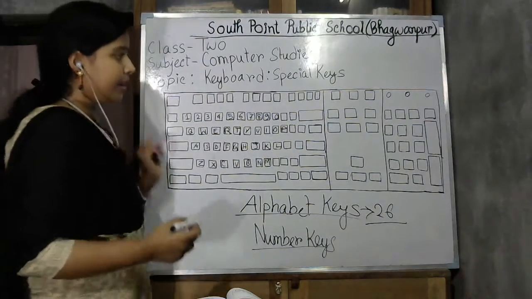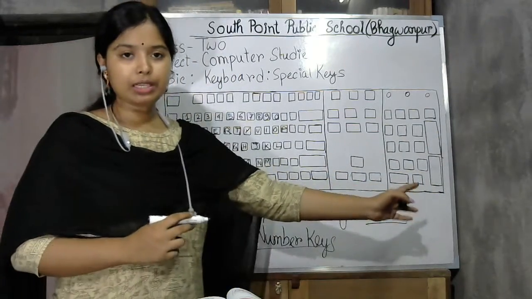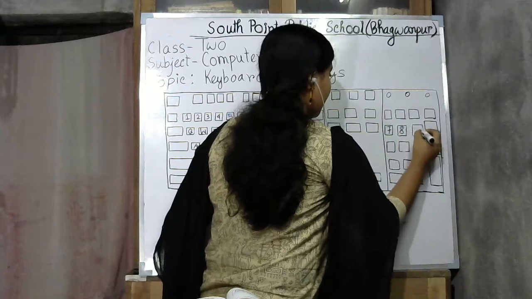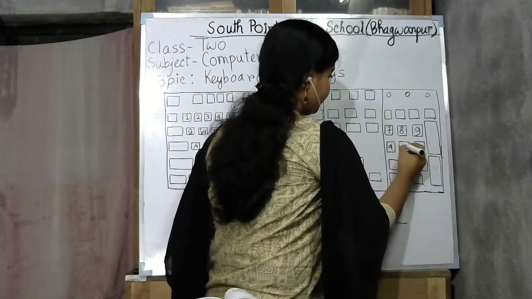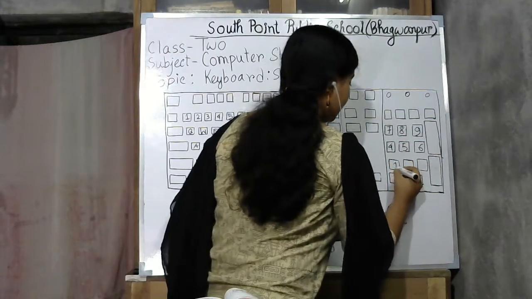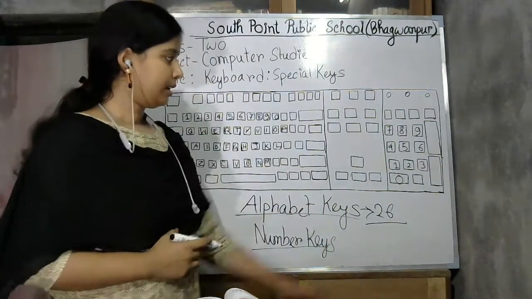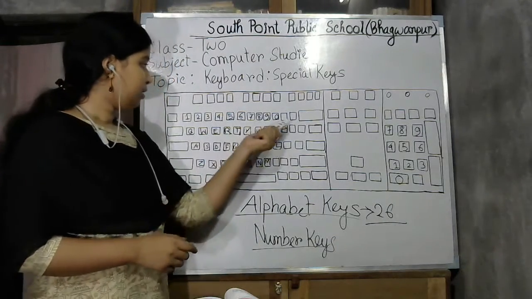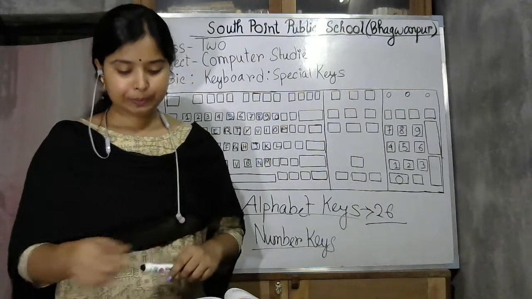On this side, here again is the numeric pad. Here also numbers are present. How? Here it is arranged like this: 7, 8, 9, and 4, 5, 6, and 1, 2, 3, and 0. This way the numbers are arranged. You can use either these keys or these keys to type numbers.